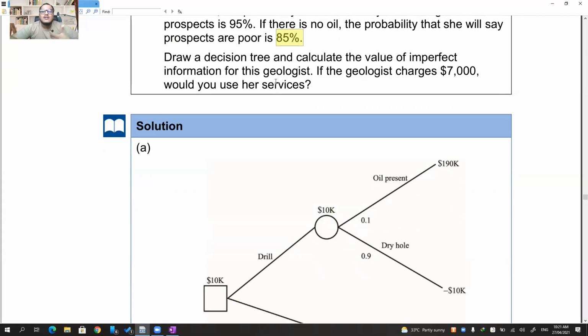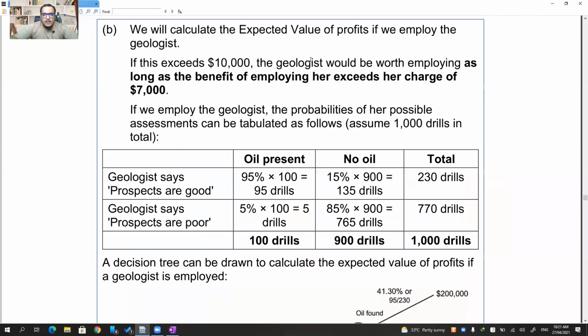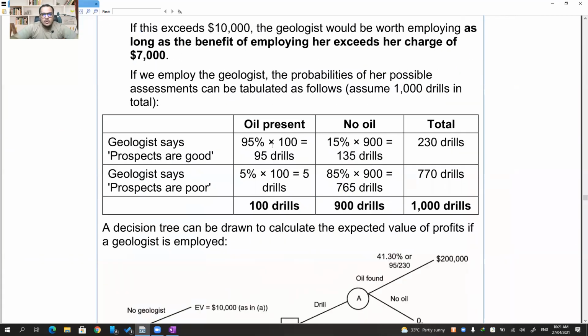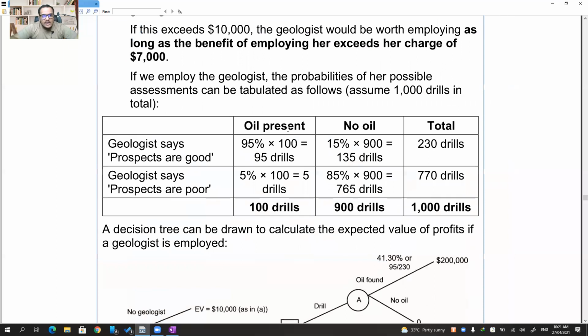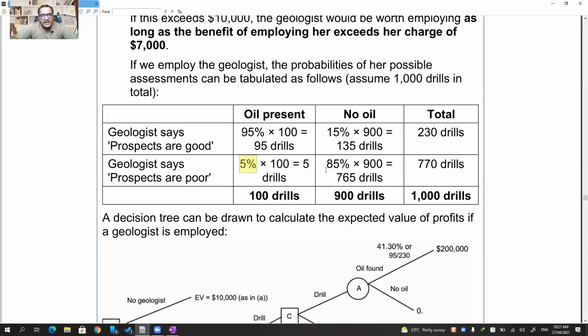So if there is oil, 95% accuracy. If there is no oil, 85% accuracy. So that means here there is 5% wrong decision chance. Here there is 15% wrong decision chance. You have a total of 4 possibilities in this particular case. Okay, not 2. There are 4 possibilities. Now look at this. When oil is present, 95% of the time she's going to say yes, 5% of the time she's going to say no. If oil is not present, 85% she'll say no, 15% she'll say yes.